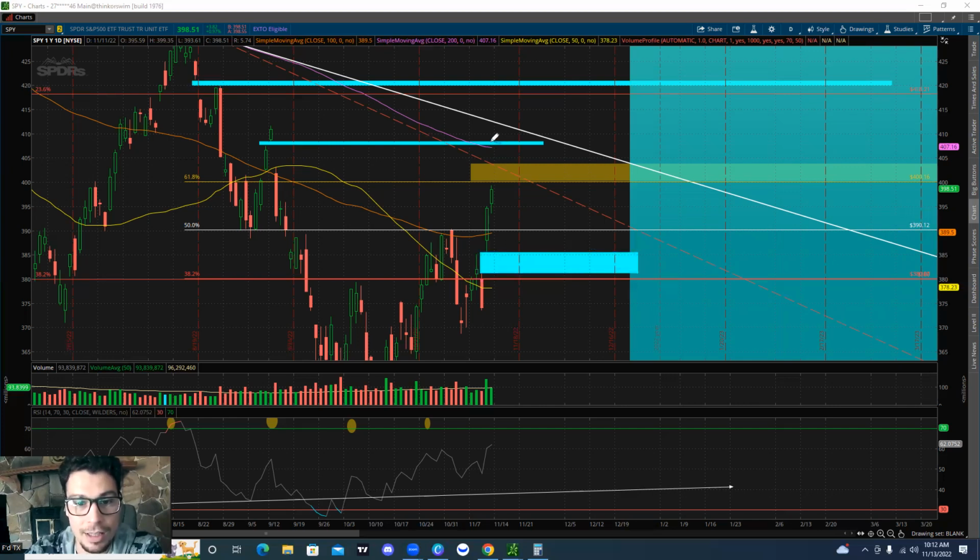And another thing is that look at our 200 moving average. It's right up here where the gap fill is on 408. So if we are able to break past the 61.8 retracement level, there's a good chance that most likely we're going to blow past this low volume area and come up to fill the gap, and then possibly get rejected at our 200 moving average, right?